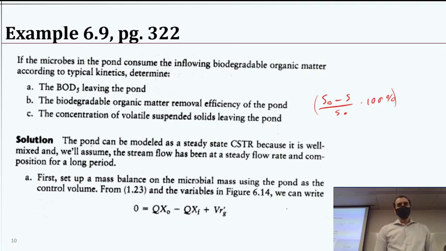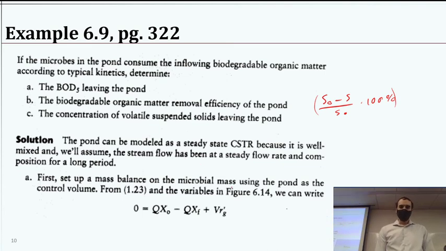Okay, so for part A, first we can assume that this can be modeled as a steady state CSTR. It's well mixed. We'll assume the stream has been at a steady flow rate and composition for a long time. So A, set up a mass balance on the microbial mass using the pond as the control volume.